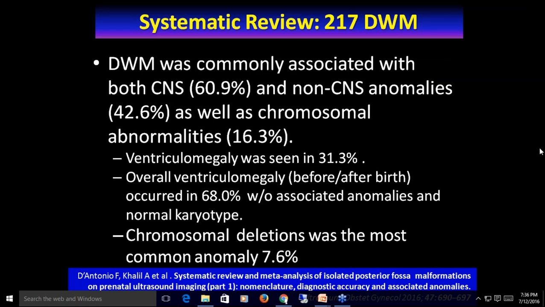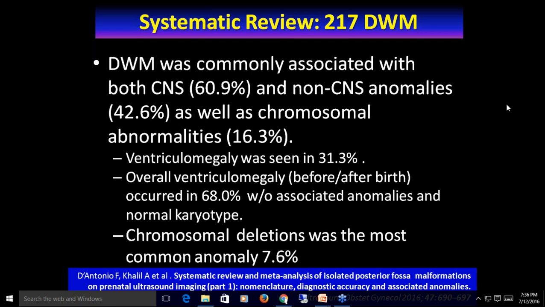Up to this point, we have reviewed the definitions and the key sonographic findings in the four most common posterior fossa anomalies. Now I will review some important findings of a systematic review and meta-analysis that was recently published dealing with isolated posterior fossa anomalies. In this systematic review, it included 217 cases of Dandy-Walker malformation.